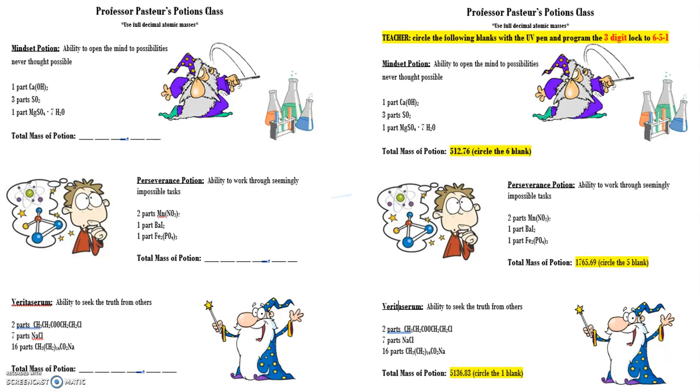You will use the UV pen to highlight 3 of the blanks in the individual answer portion of this worksheet. You can see the first answer, you'll highlight the blank with the number 6. The second will get highlighted with blank 5. And the third will be highlighted with blank 1. This allows the 3-digit lock to have the code 651.